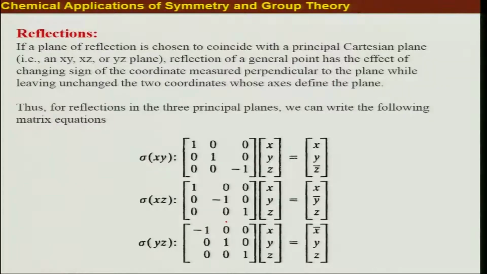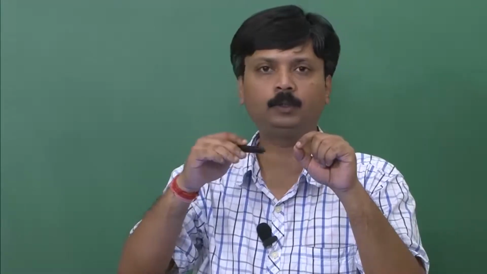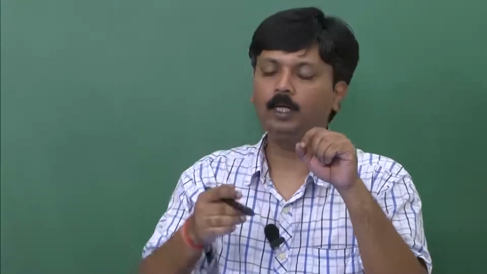So reflection symmetry all of us know very well now. Now if I select a plane of reflection which coincides with the principal Cartesian plane. So what I mean is, if I have a Cartesian coordinate system, x, y and z, in this system I have an xy plane, an xz plane, and a yz plane.